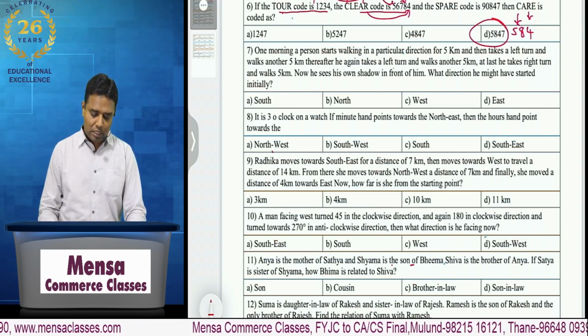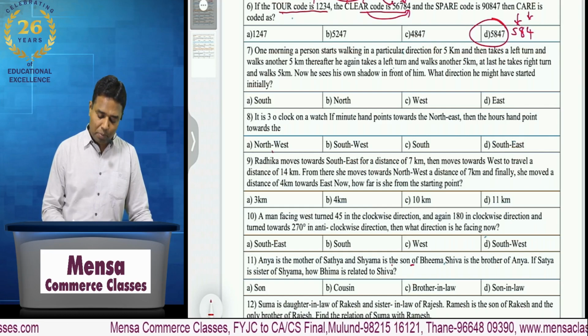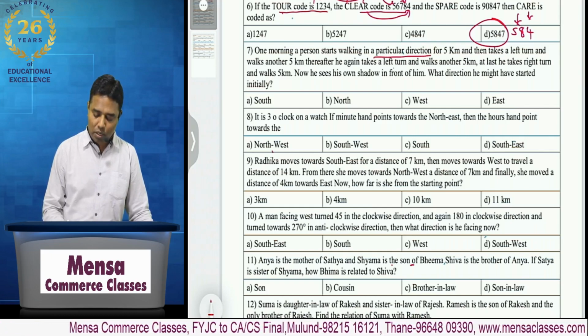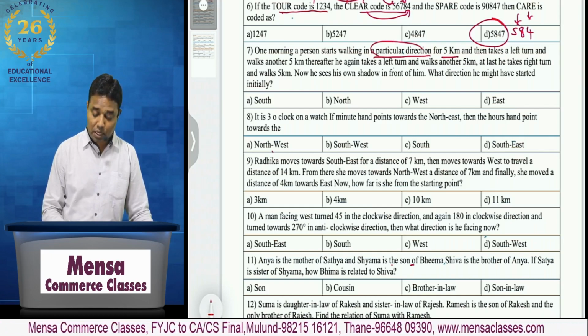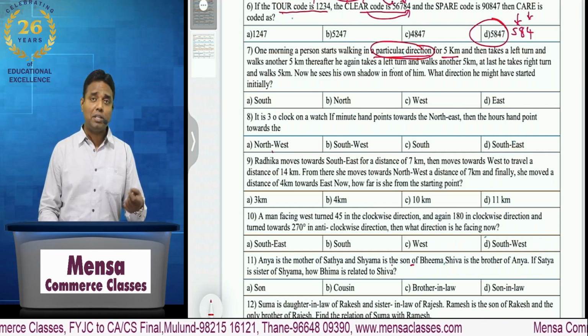Question number 7. Let's understand question 7. One morning, a person starts walking in a particular direction for 5 kilometers. Particular direction, I would understand that. Which direction? That's not said.